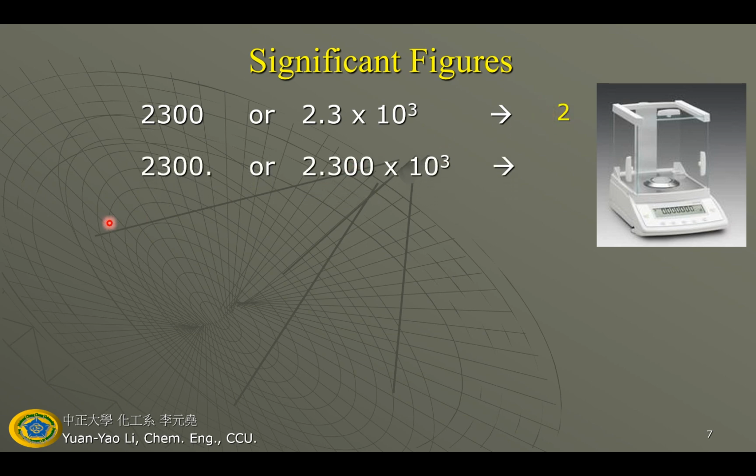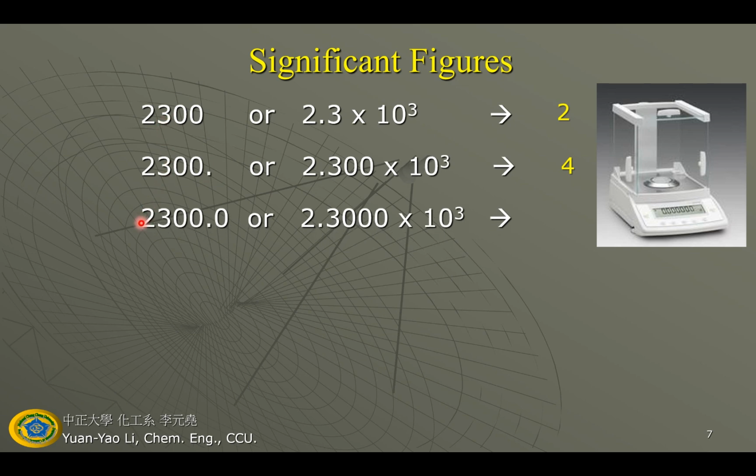How about this one? There's a decimal point. So you know that 1, 2, 3, 4. So you need to write 4 significant figures. Always use a balance to think of these significant figures, right? This balance is good until here, this number.